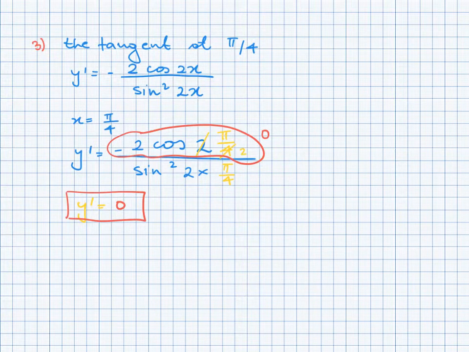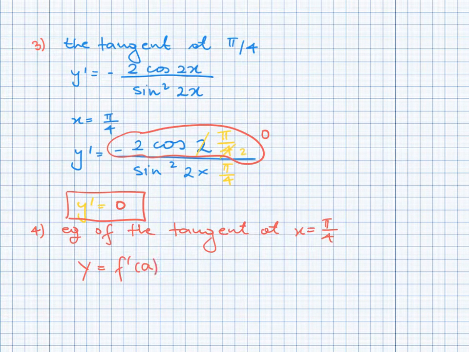Now the last step, the fourth one, is to find the equation of the tangent at x equal to pi over 4. There are different ways of finding it. I'm going to use this form today: y equal to f dash of a times x take away a, plus f of a. Now I'm going to replace those values, and it's going to give me this.